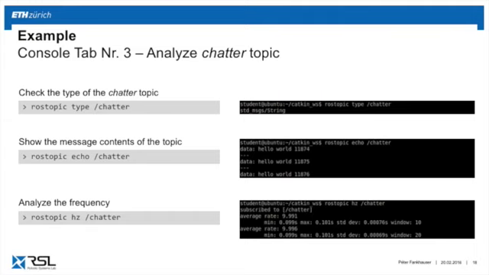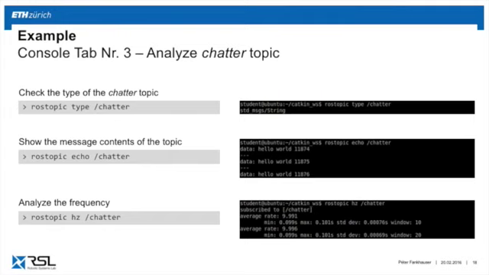We can look now more closely at the chatter topic which your talker is publishing. You can do this by rostopic type and then the chatter topic, which tells you, okay, this topic is of type std_msgs/String. You can look at the contents now of this topic by typing in rostopic echo /chatter, which then, similar to your console number 2, prints you the contents of this topic into your console. You should see the message going up with increasing number.